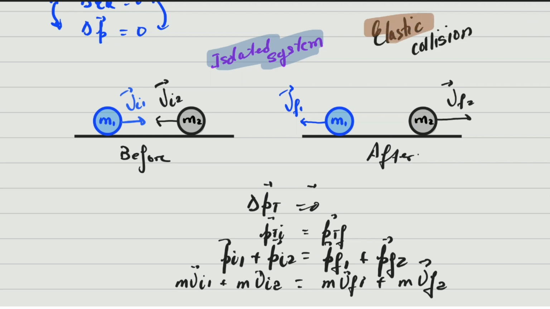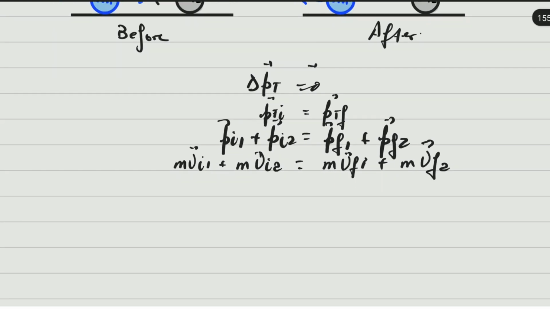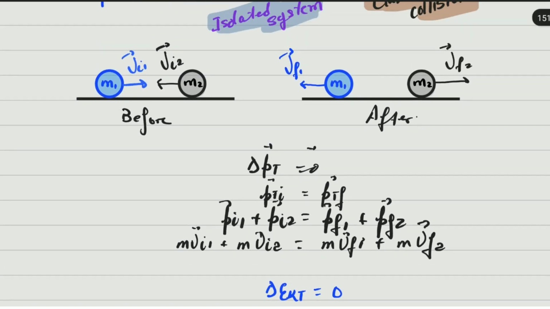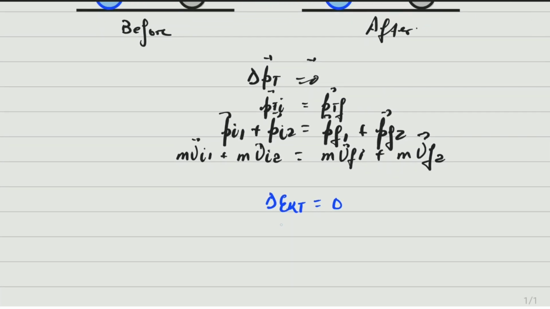Because this collision is an elastic collision, then we said also that kinetic energy is conserved. Total kinetic energy is also conserved. If we apply the same here, the change in total kinetic energy is equal to 0. That is not the kinetic energy of any one of the two balls. It's the total kinetic energy of both balls before and after. So we can say then that the total initial kinetic energy is equal to the total final kinetic energy.